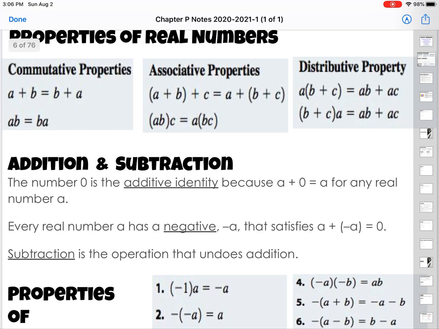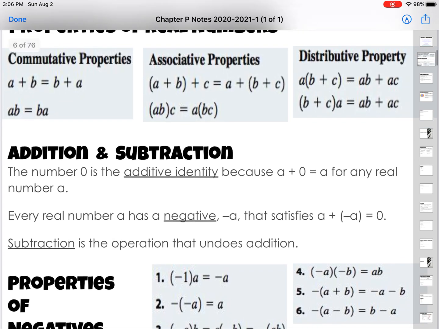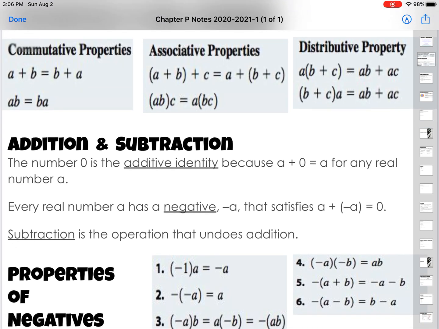Some properties of real numbers. I'm sure these look familiar to you. We have commutative properties, which means we can add or multiply in any order. Associative properties, which means basically something similar, but we can group them and it does not matter. So I can add A and B first and then add C, or I can add B and C first and then add A. Same concept with multiplication.